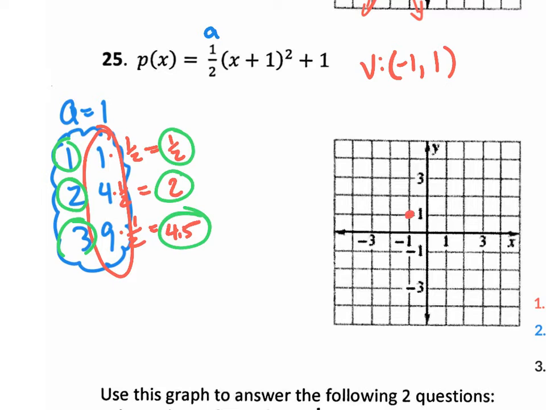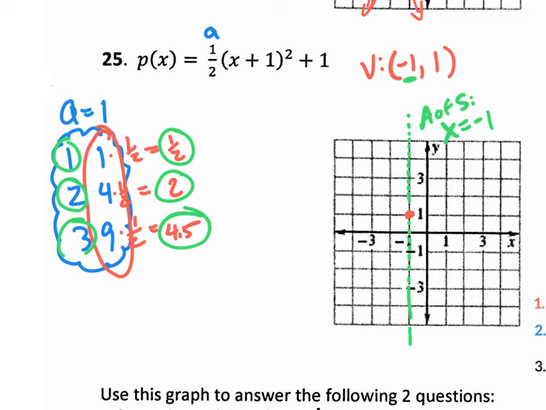It's right here. And on parabolas, we definitely want to state the axis of symmetry, that vertical line going right through that vertex. And the axis of symmetry equation is going to be x equals the x value of your vertex, always. So they might ask you that on the midterm. x equals -1.